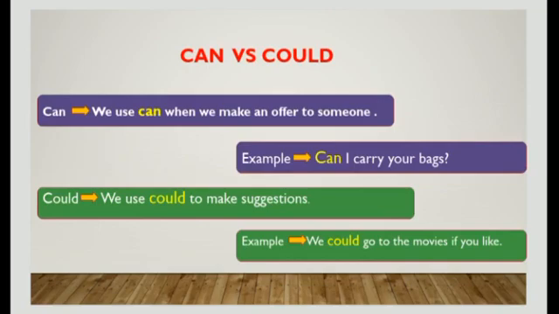And we use could to make suggestions. For example, we could go to the movies if you like. Here there is a suggestion. You might also say, we could go for the shopping if you like, or we could go to the party if you like. So here we are making our suggestions. So we are using could.